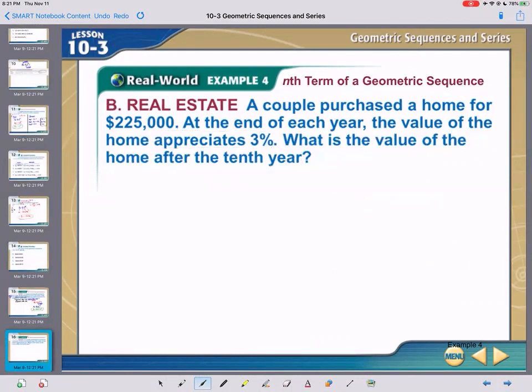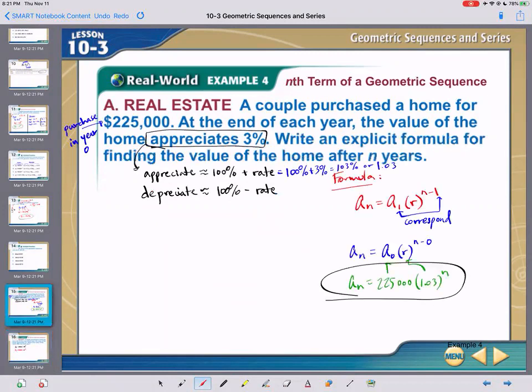Part B wants to know what's the value of the home after 10 years. So I'm going to go ahead and copy down the formula again. It was 225,000 times 1.03 to the power of n. So if I want to know the value of the home in year 10, I would take the 225, which is the original amount, year 0, times 1.03 raised to the power of 10. I don't know if I've really made that clear. The reason I put in a 0 is because when you buy a home, you don't buy it in year 1, you buy it in year 0. And so that's why the 1s got substituted from the original formula to 0s.